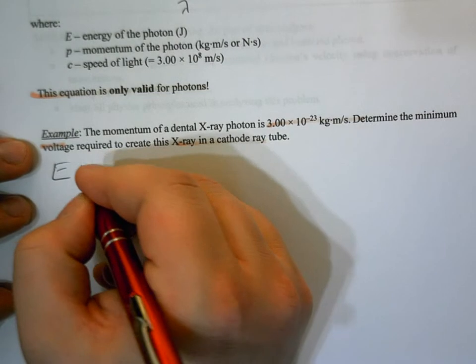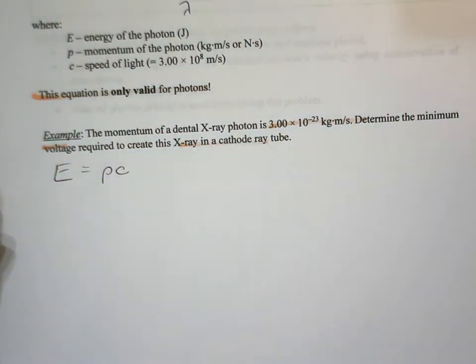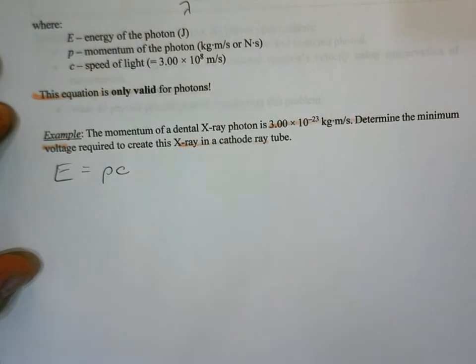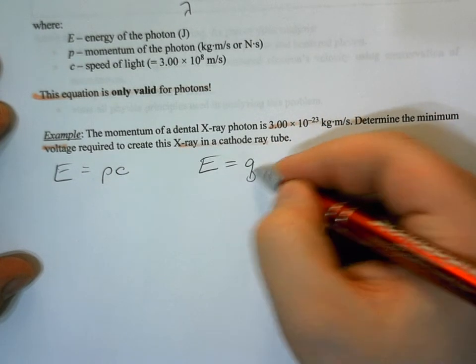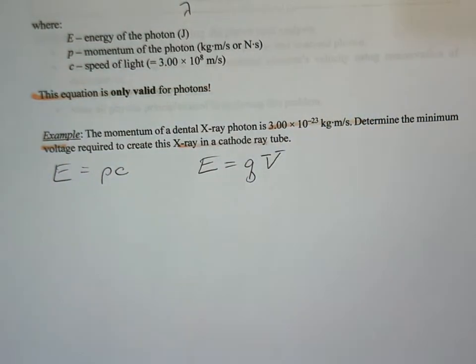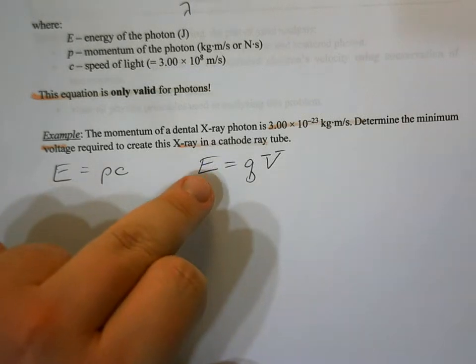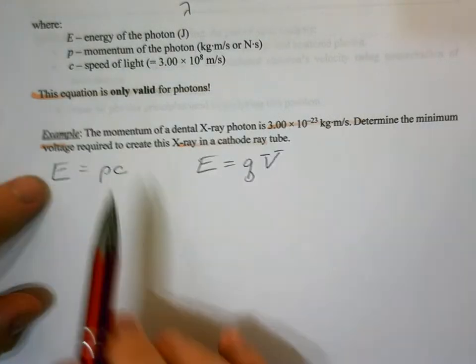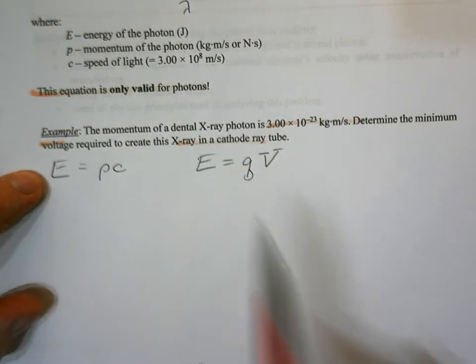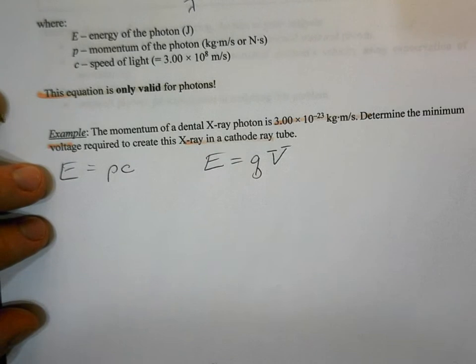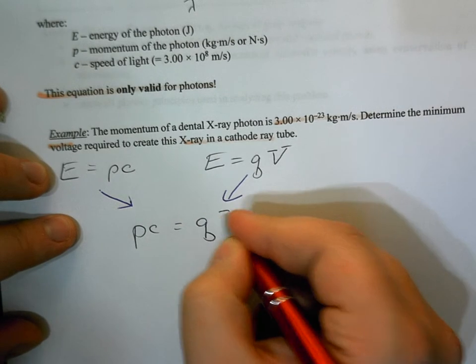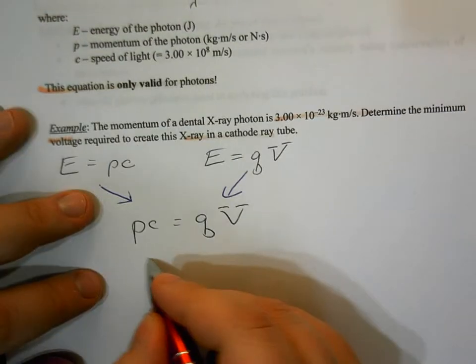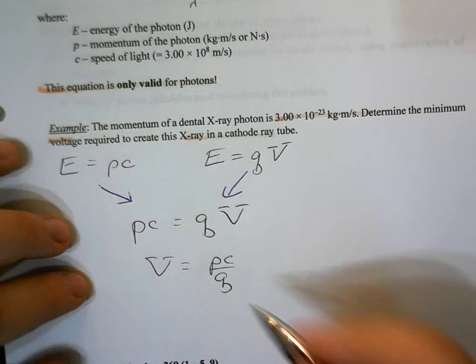Alright, so we know that the dental X-ray photon's energy is going to be Pc. We also know that when we're dealing with voltages, we're looking at potential energy. We know that the energy is going to be QV. This is our definition for electric potential and electric potential energy. So the energy of the photon is going to be converted into electric potential energy. What we're really going to do is link these two ideas together. We're going to say that Pc is equal to QV. And we are interested in finding the minimum potential difference, so we're going to have Pc over Q.